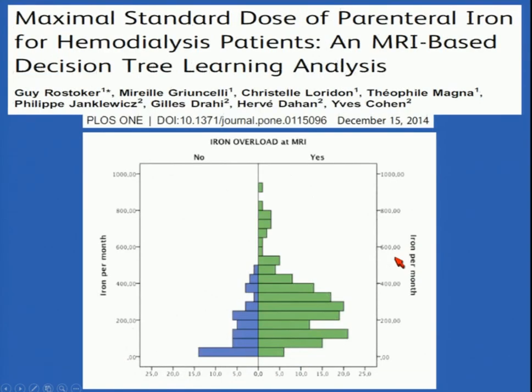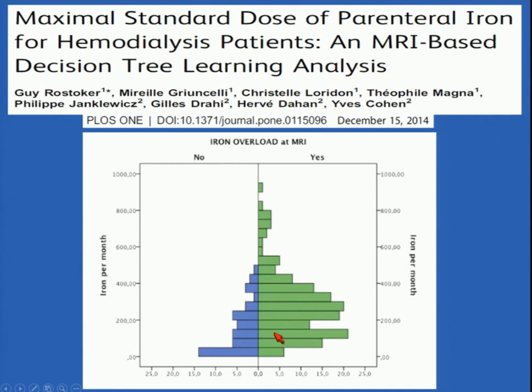This is another study that was published just last year looking at the maximal standard dose of parenteral iron, and they did an MRI-based decision tree learning analysis. And what you see here are patients who had what they considered to be iron overload on MRI, and I showed you the mild, moderate, severe parameters a couple slides ago, yes versus no. And as you can see, again, there seems to be a correlation more with the IV iron cumulative dose, the iron per month, than there is with any of the serum iron parameters, be they serum ferritin or TSAT.